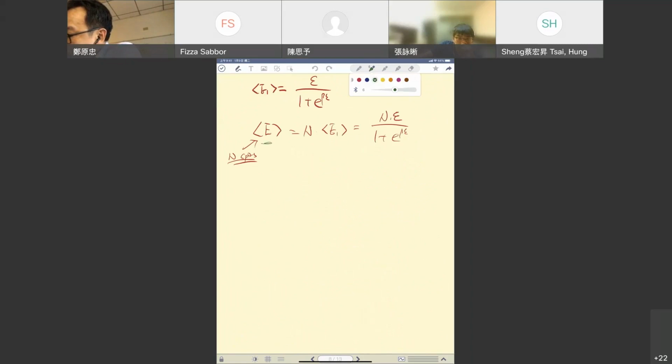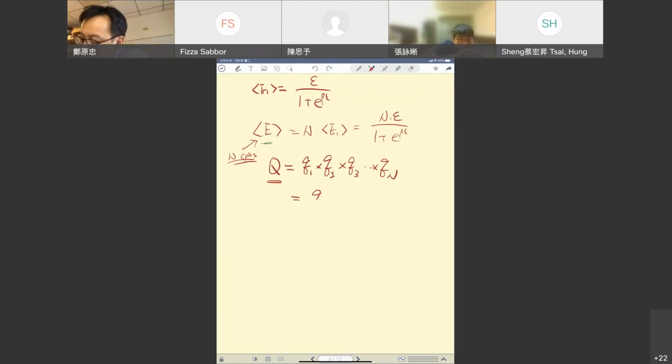So this additivity in energy actually is given rise by this multiplicativity in partition function. So your n particle partition function will be your single particle partition function multiplied, Q1, Q2, Q3, together. And if they are the same, if they are identical particles, then it's the same partition function raised to the power of n.